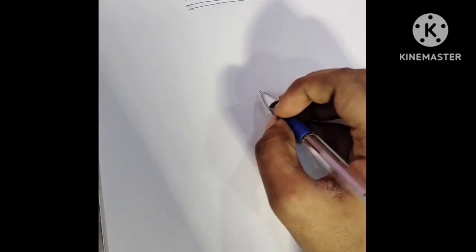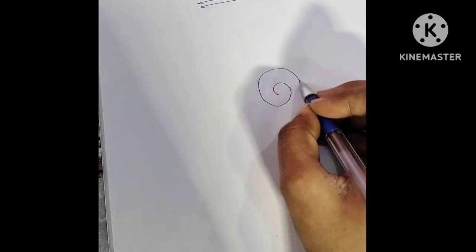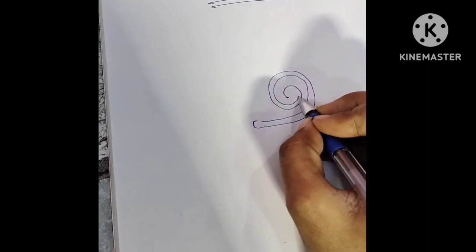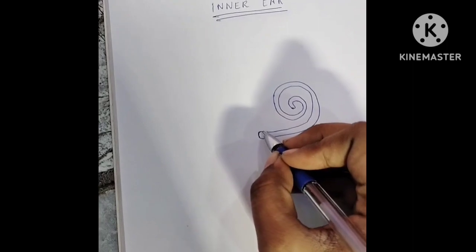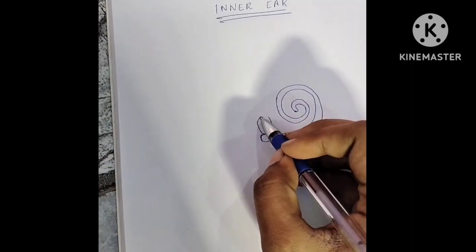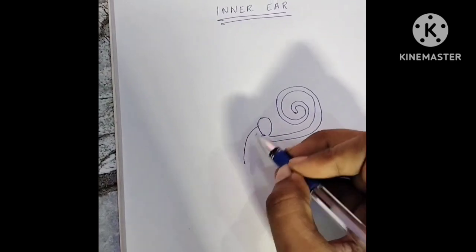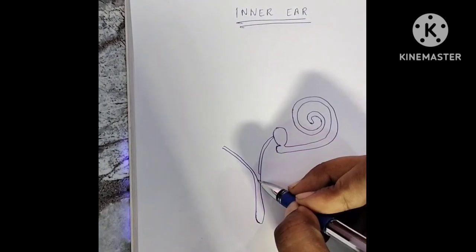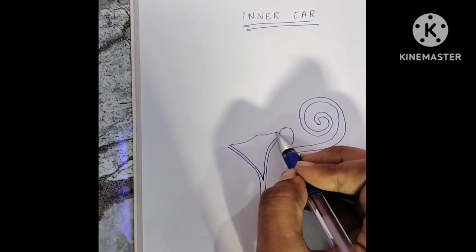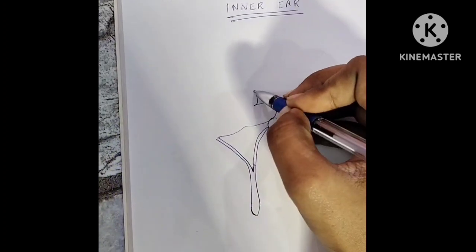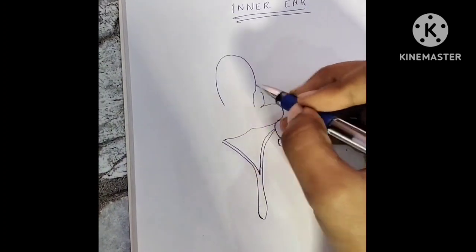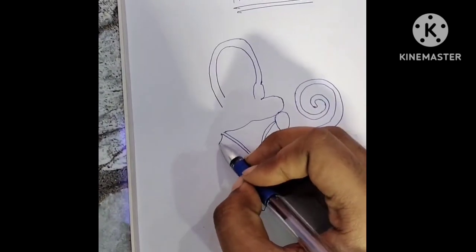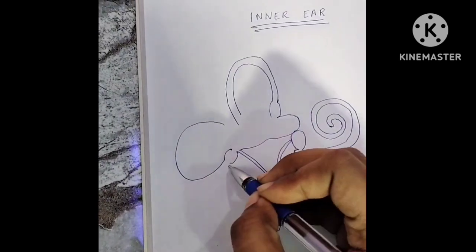So first I am going to draw the cochlea. This is the cochlea. Now I am going to draw the saccule. The saccule drains into the endolymphatic duct, and also one more structure drains into the endolymphatic duct, that is the utricle. The utricle gives rise to 3 semicircular canals. This is the first semicircular canal, and then from here the second semicircular canal will arise.